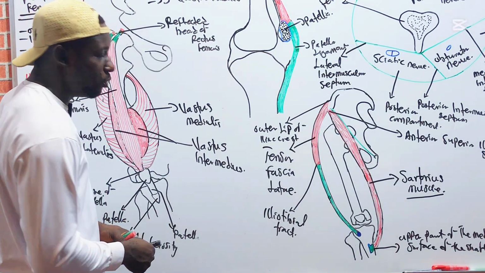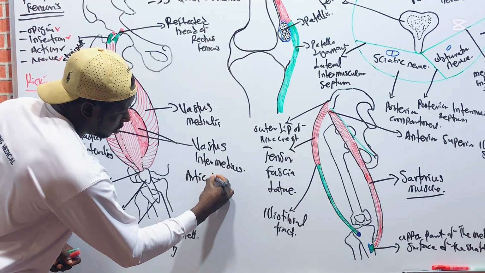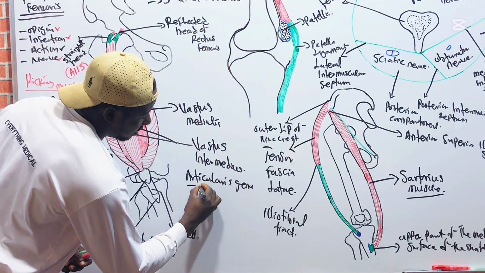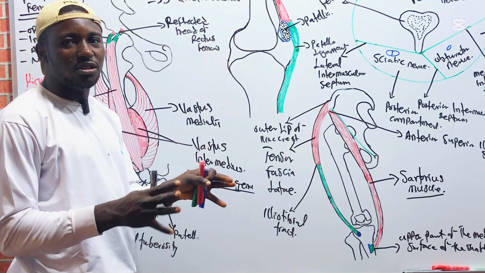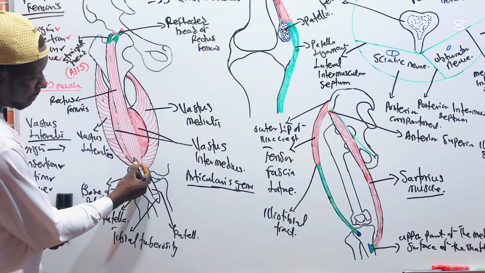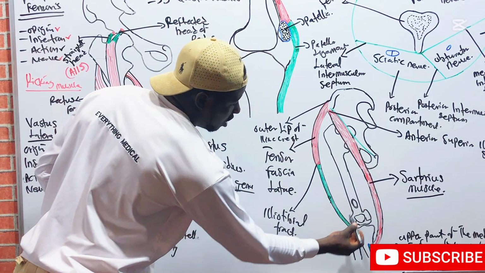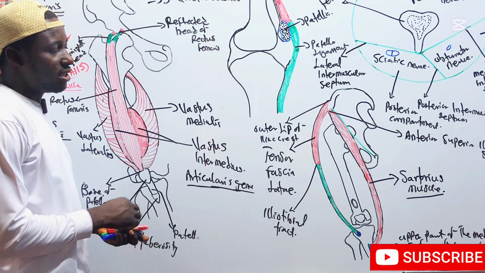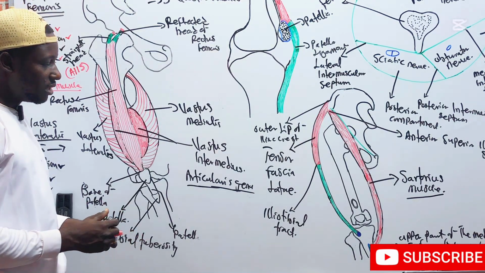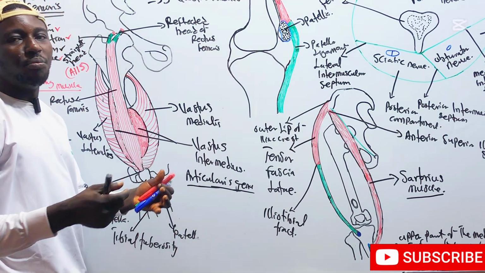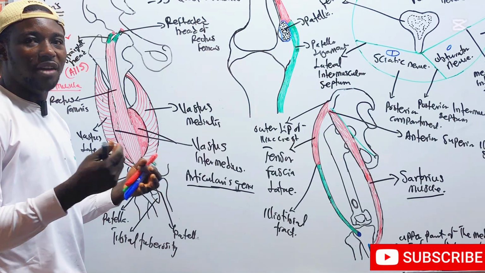Okay. The next muscle we'll be discussing is the articularis genu. This muscle is like a detached part of the vastus intermedius. From here, this is the femur bone, and the muscle is a small muscle lying deep to the vastus intermedius. That is why it takes a twig from the nerve to vastus intermedius. The articularis genu is composed of 4 to 5 muscular slips, which is regarded as a detached part of the vastus intermedius.